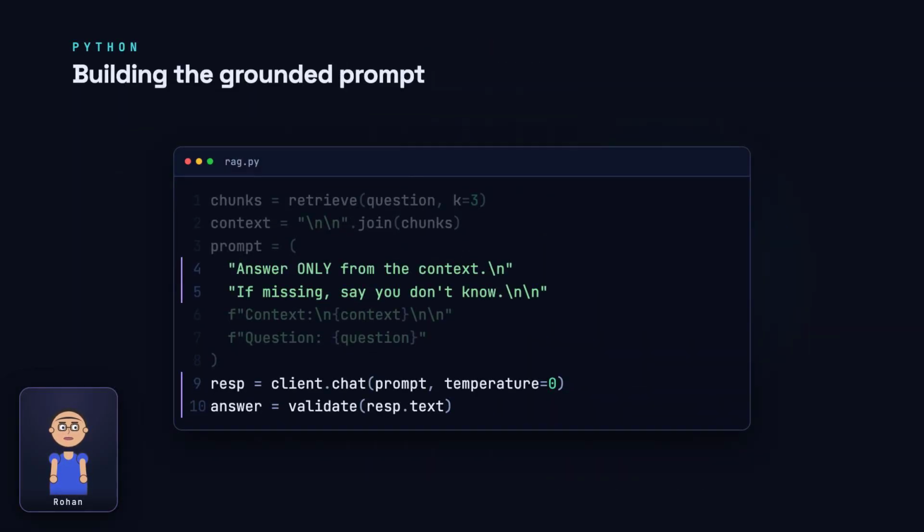Here's the real call. We join the top 3 chunks into a context block, and the instruction tells the model to answer only from that context and to admit when it doesn't know. That curbs hallucination. Temperature is 0, because we want faithful, repeatable answers, not creativity, and we never trust the raw output. Validate before using it.